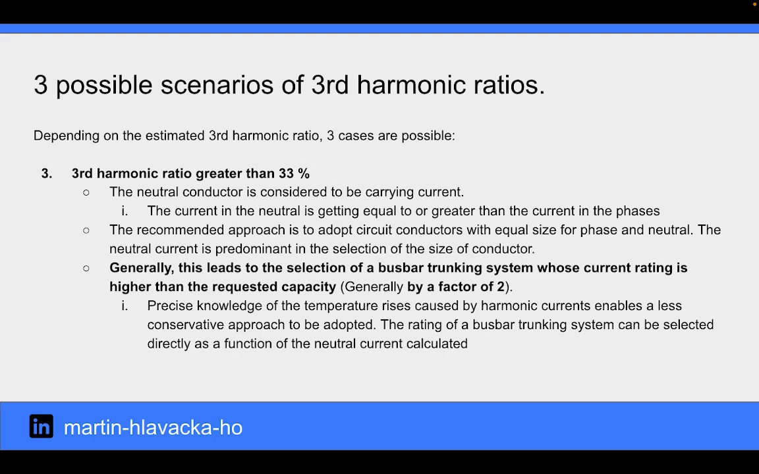If the third harmonic ratio is greater than 33%, the neutral conductor is considered to be carrying current. The current in the neutral is equal to or greater than the current in the phases. Neutral current predominates in the selection of conductor size. The recommended approach is to adapt circuit conductors of the same size for phase and neutral. This generally leads to the selection of a busbar trunking system whose current rating is greater than the requested capacity, generally by a factor of 2.